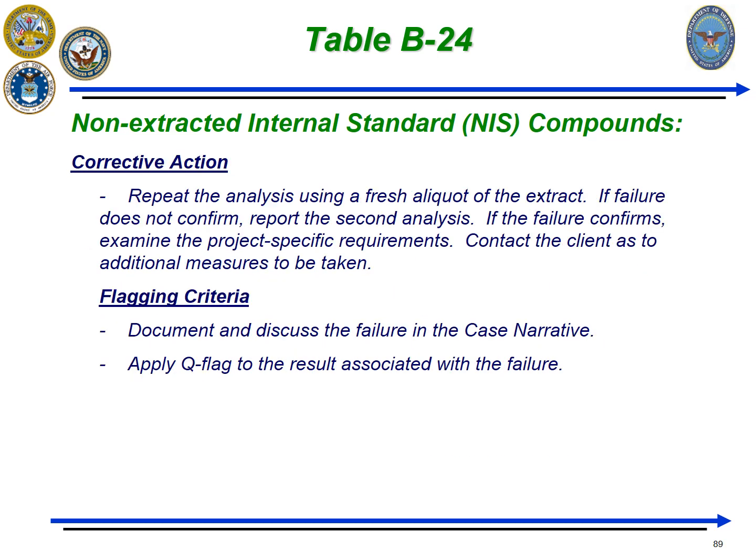And with respect to corrective actions, we made an additional clarification that you need to repeat the analysis using a fresh aliquot of the extract. If the failure does not confirm and the second analysis passes, great, report the second analysis. If the failure confirms, you need to examine your project-specific requirements and contact the client for additional measures to be taken. Also, with respect to flagging criteria, we state that you have to document it, note it in the case, discuss it in the case narrative, and apply a Q flag to the results associated with the failure.